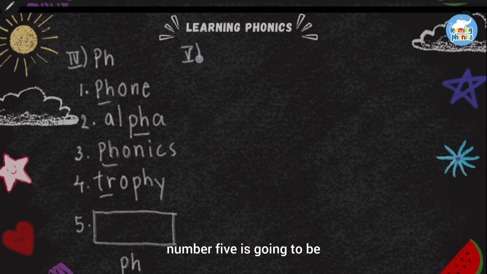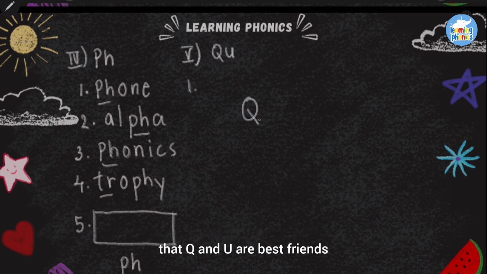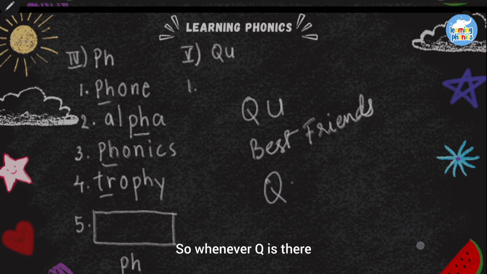Number five is going to be QU. So remember, as I have said earlier, that Q and U are best friends. They are best friends. Okay. So whenever Q is there, U is always going to be there. There is no word which has a Q in it without a U.